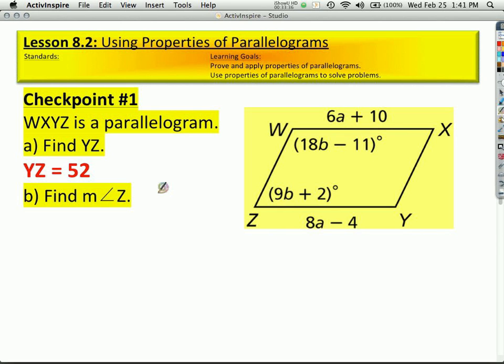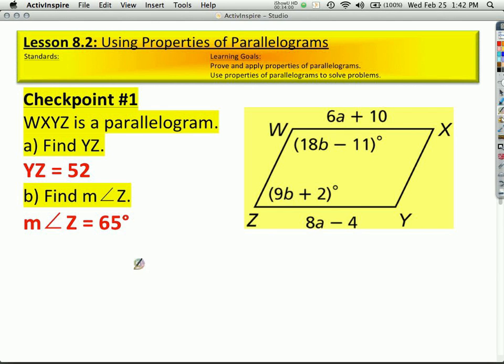Part B, what's the measure of angle Z? I got student 13, 8, and 15. Student number 13: the measurement of angle Z is 65 degrees. Okay, student number 8: the measure of angle Z is 65 degrees. Student 15: 65 degrees. Any questions, concerns, any observations?